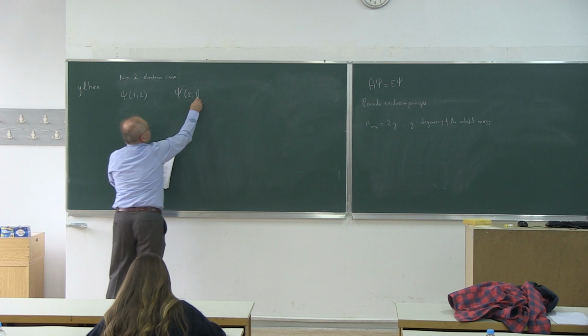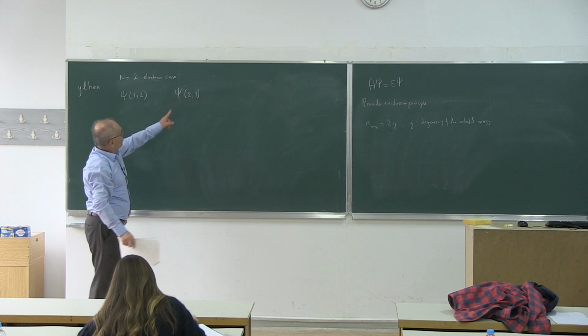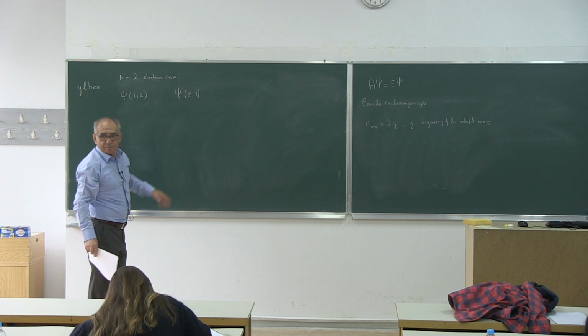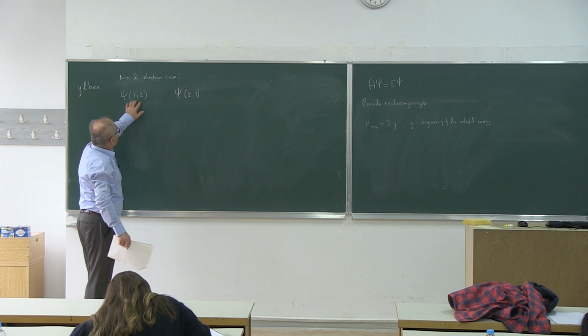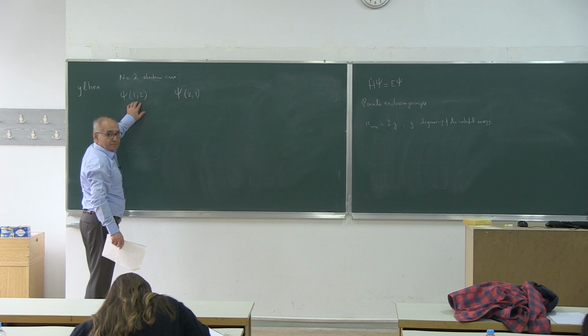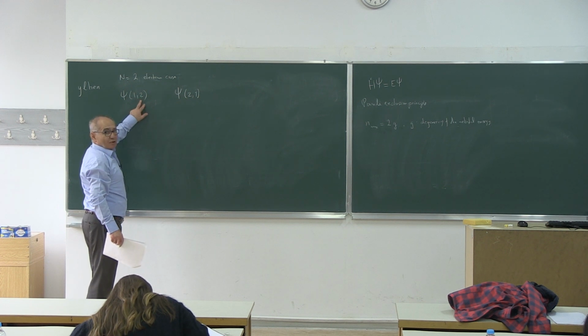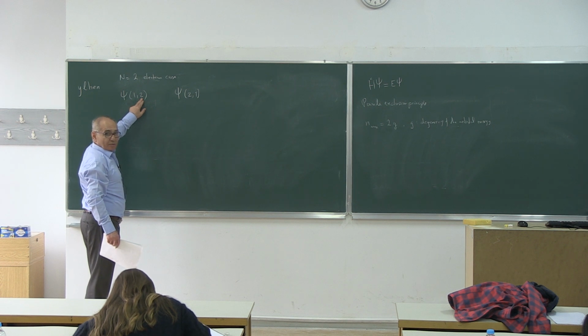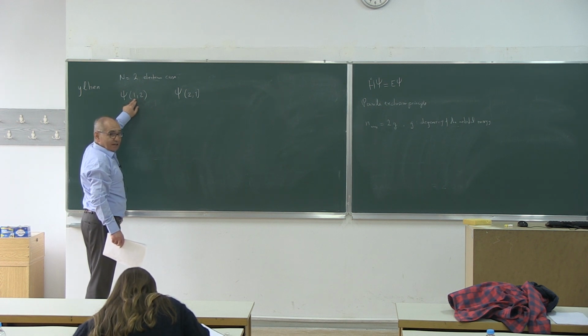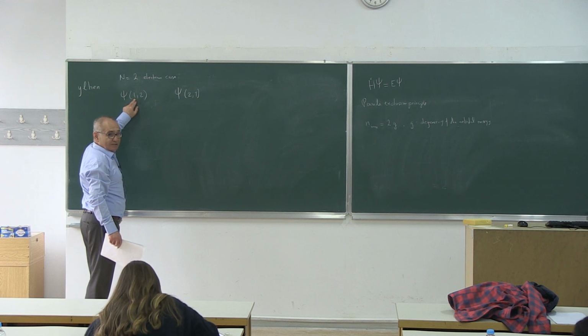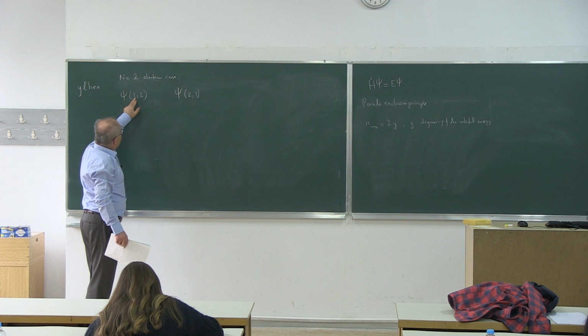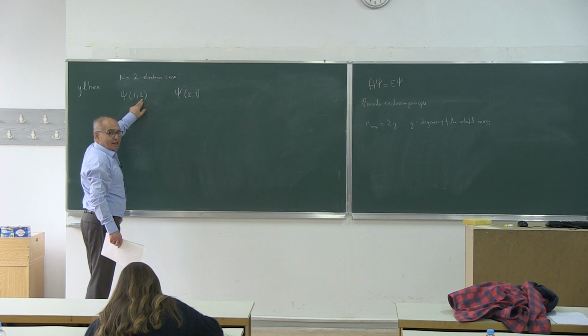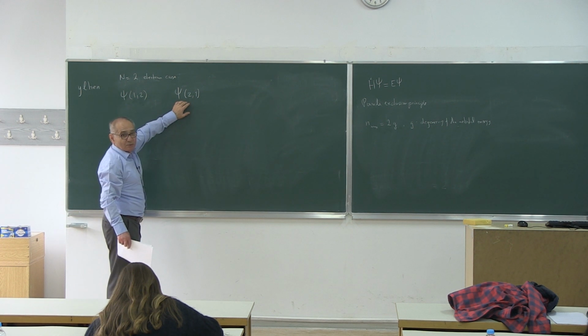This notation, 2 first, 1 next, means starting with this expression, you are exchanging the electron labels. You are taking the variables of the second electron and putting them as the variables for the first electron. And similarly, you are taking the variables of the first electron and replacing the variables of the second electron with those. That is what this means.